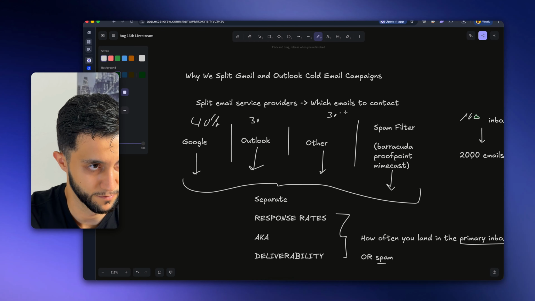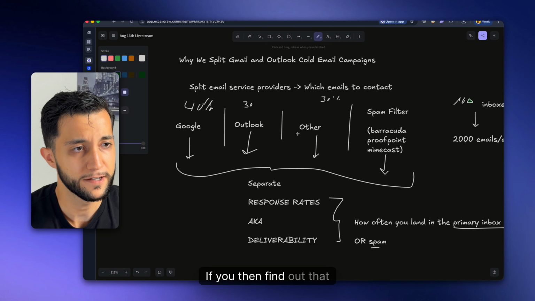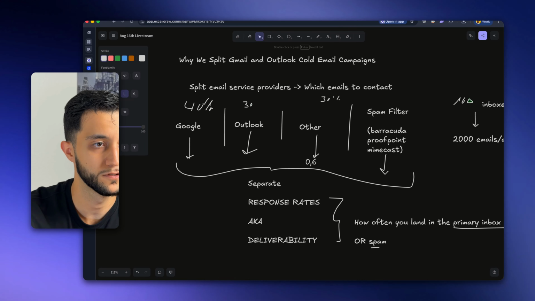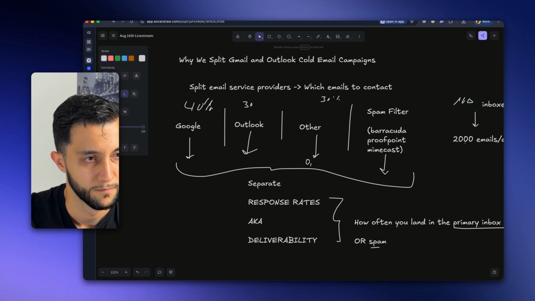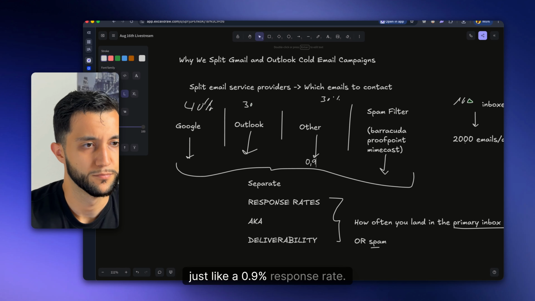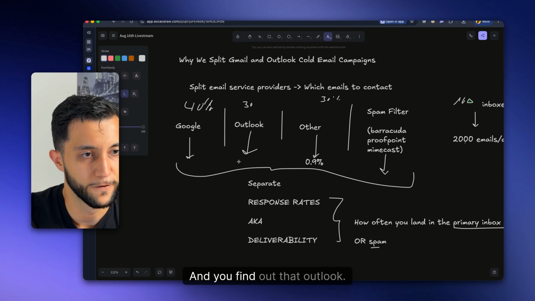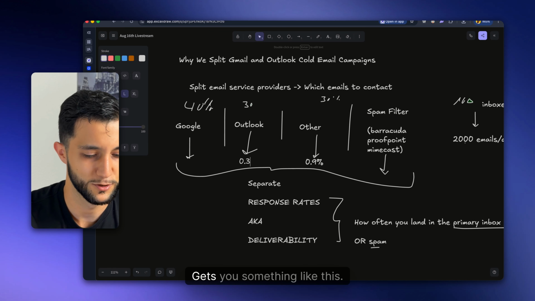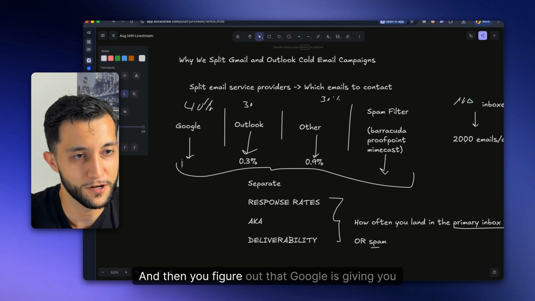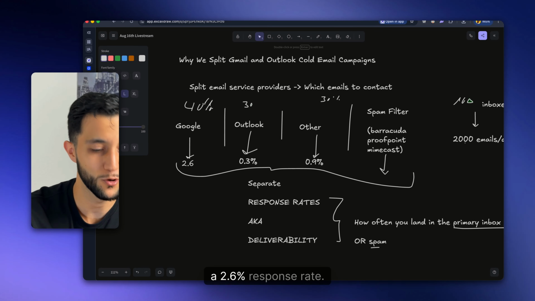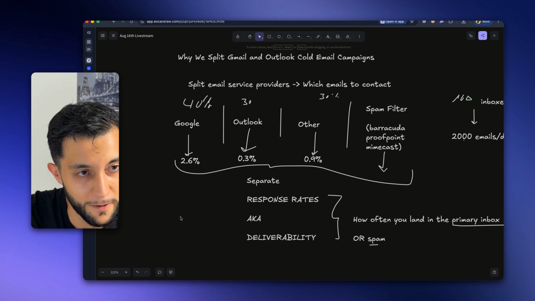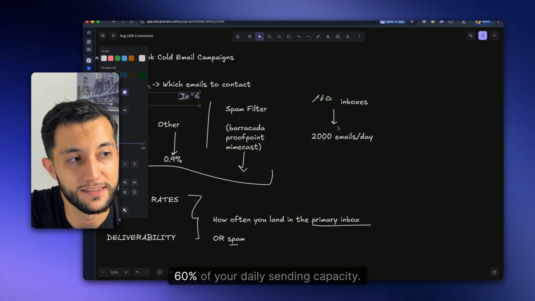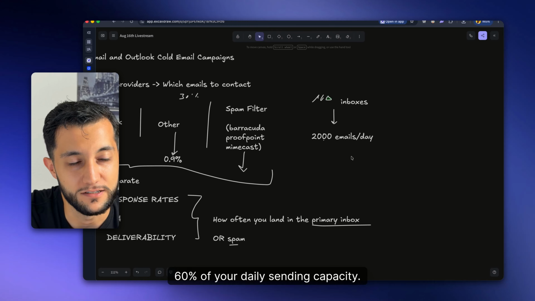Let's do 30% rest. If you then find out that other gives you, on average, usually it's like a 0.9% response rate, right? And you find out that Outlook, very, very typical, gets you something like this. And then you figure out that Google is giving you a 2.6% response rate. Man, you are wasting 60% of your daily sending capacity.